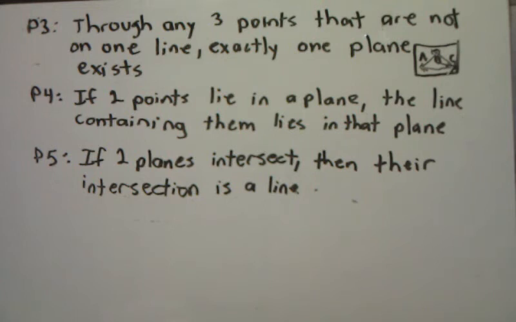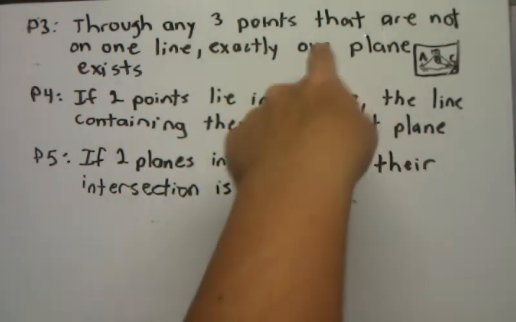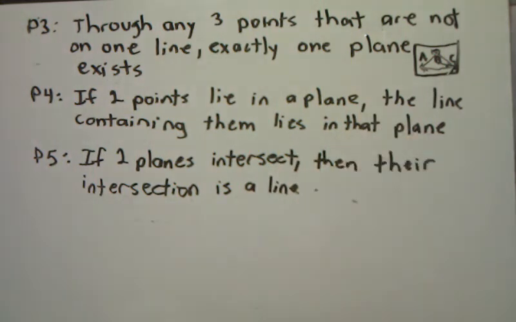Postulate 1a says space contains at least 4 points not all on one plane. That's talking about space and one plane. Postulate 2 says through any two different points exactly one line exists. That doesn't even mention two planes. Postulate 3 says through any 3 points that are not on one line exactly one plane exists. See, that's still just one plane. Postulate 4 says if 2 points lie in a plane, the line containing them lies in that plane. So that's still only talking about one plane.